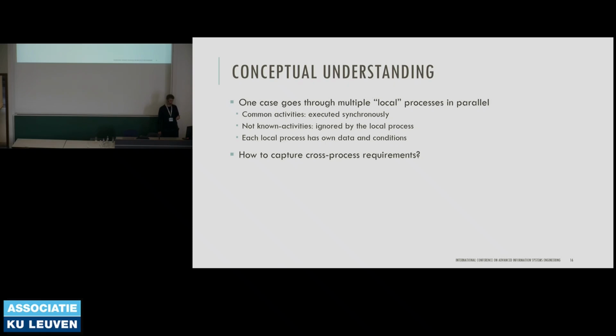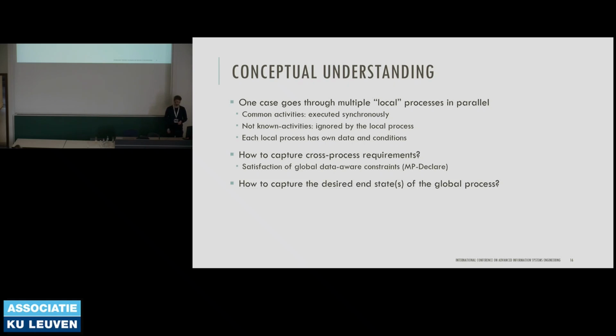Some other things that we have to think about is how to capture cross-process requirements. In our case, what we are using here is the satisfaction of global data-aware constraints, coming to the MP-Declare part that I mentioned before. And we also have to think about how to capture the desired end states of the global process, so the combination of everything that we have. And in here, we rely basically on the final markings of the local data Petri nets.